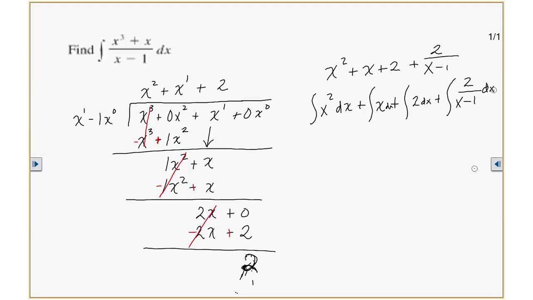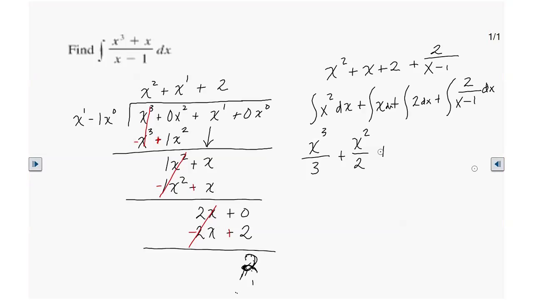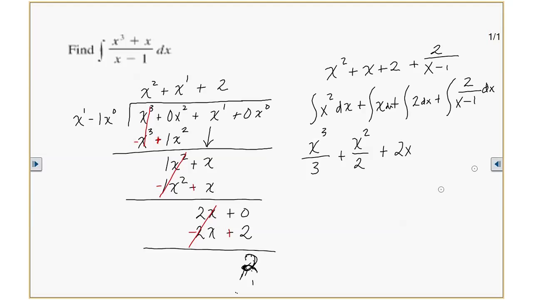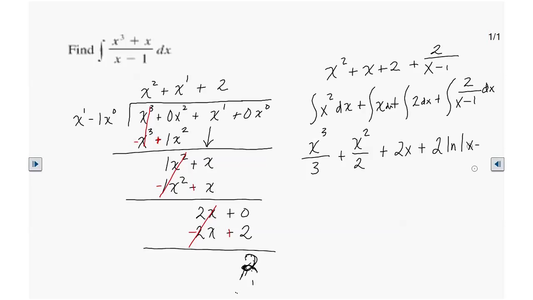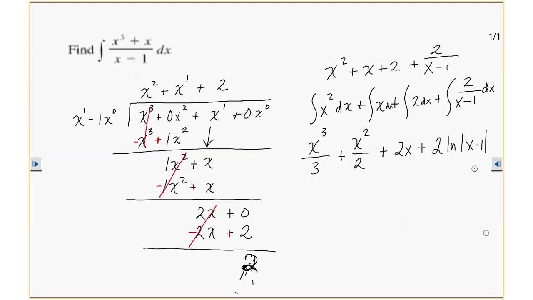And what do you get? Okay, yes, you get x cubed over 3 plus x squared over 2 plus 2x plus 2 natural log. Good. I thought I was going to get somebody. Good for you.